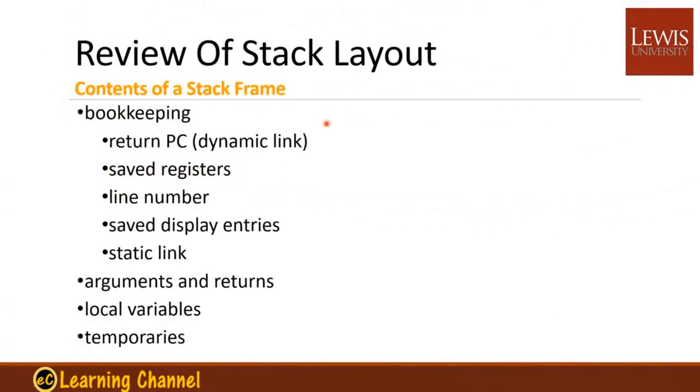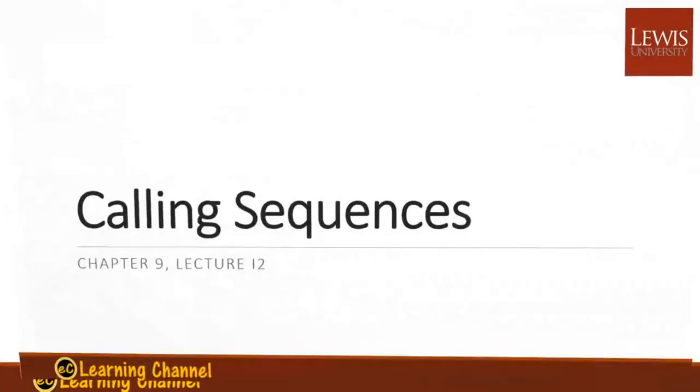Review of code, the stack layout. We have the bookkeeping part. You have the return program counter. You have saved registers, for example, for each register status, R1, R2, R3 to R16 or something like that. You have a line number. You have saved display entries. You have the static link to the previous call frame. You have arguments and return, local variables, and temporary variables.